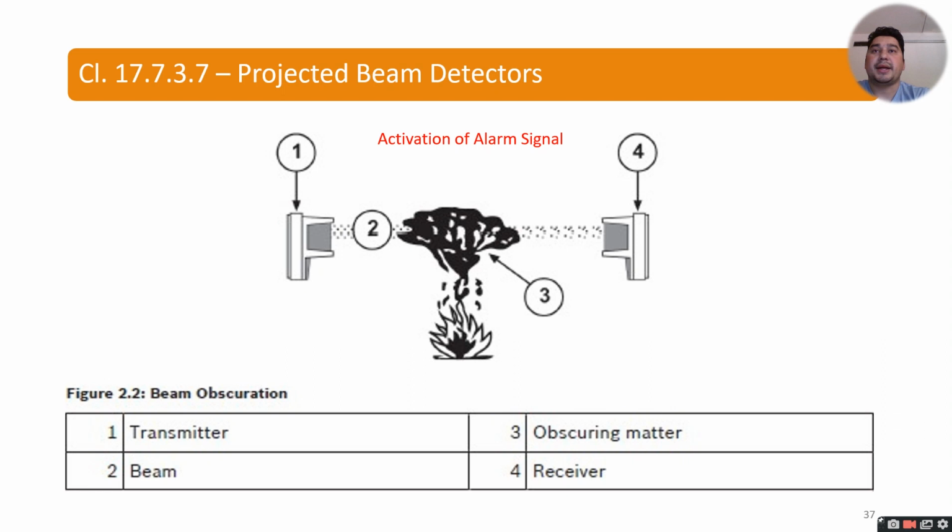Now, projected beam detectors activation alarm signal. This is the transmitter. This is the beam, the obscuring matter is obscuring it, and this is the receiver. So if it is obscured, the receiver will receive it here.